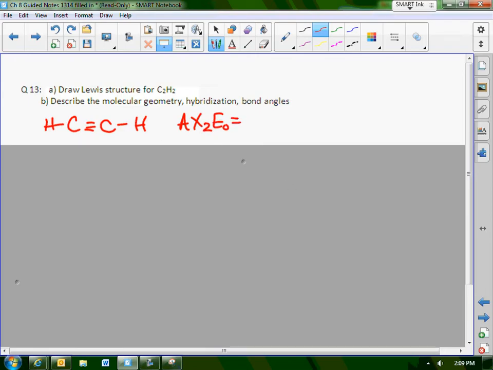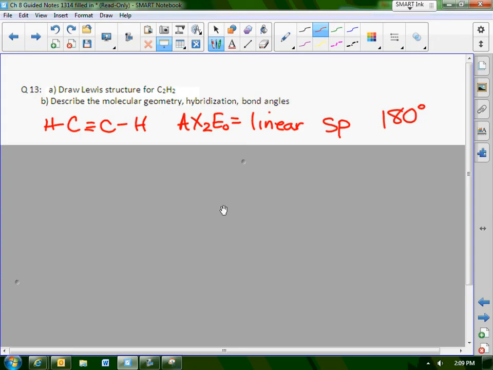AX2E0 is linear. The hybridization here, since we have two things bonded to the carbon, is sp hybridization. One s, one p, one electron from the s, one electron from the p, come together and form equivalent energy electrons of 1sp. And then the bond angles, of course, are 180 degrees because it's linear.